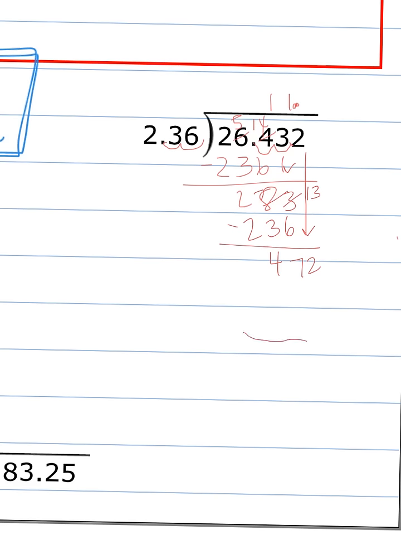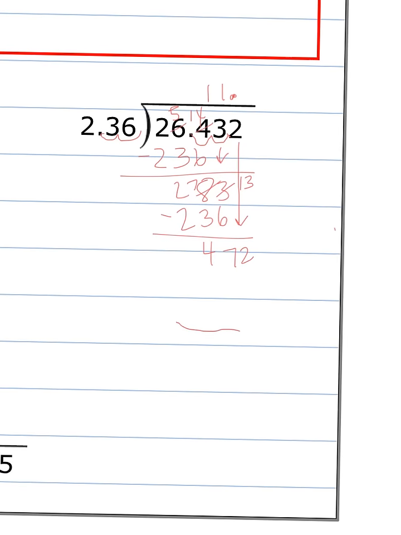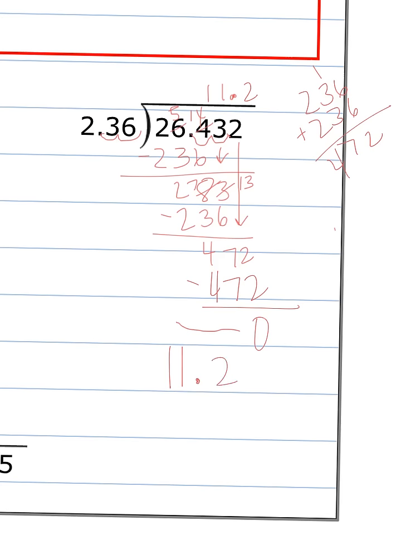Okay, so, oops. Off the top of my head, I don't know how many times exactly 236 will fit into 472, but I know that 36 plus 36 is 72, and 2 plus 2 is 4, so let's try that. 236 plus 236. Okay, so it does work. So 236 fits into 472 2 times. 2 times 236 is 472. Do our subtraction, and we get 0. So we have a final answer here of 11 and 2 tenths.